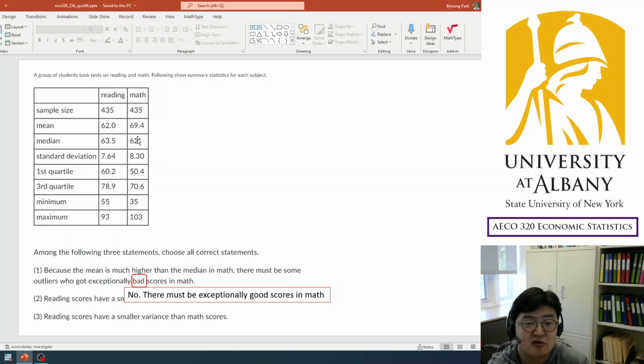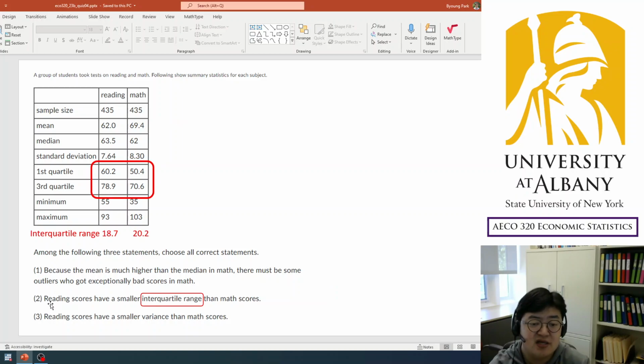So compare the median and the mean. Mean is much higher than the median. That means there are outliers who are dragging up the mean more than the median. So the mean is more sensitive to outliers than the median. So a higher mean implies that there are outliers that have very high, large numbers, right? So this part is wrong. The correct statement should be there must be exceptionally good scores in math. That's why the mean is greater. So it's skewed to the right. Okay, that is an error in the first statement.